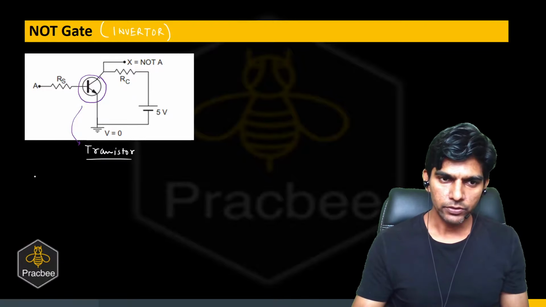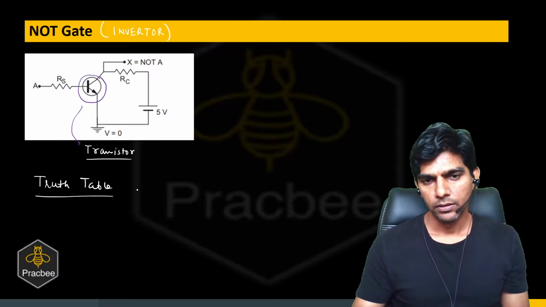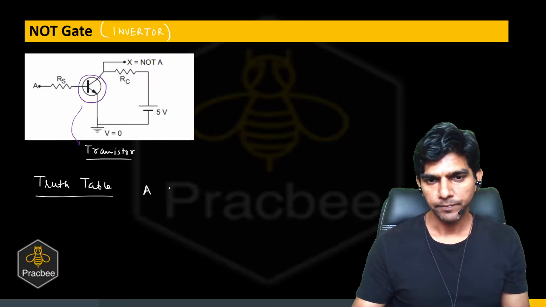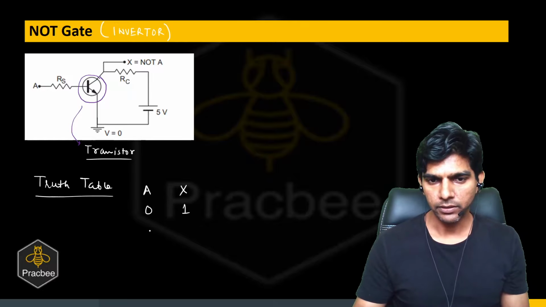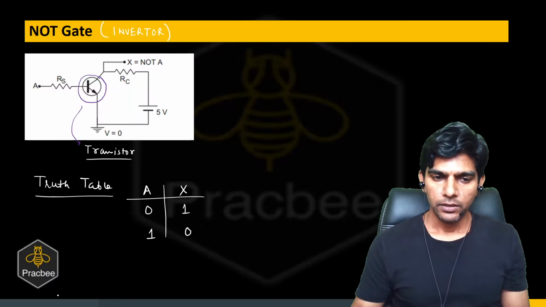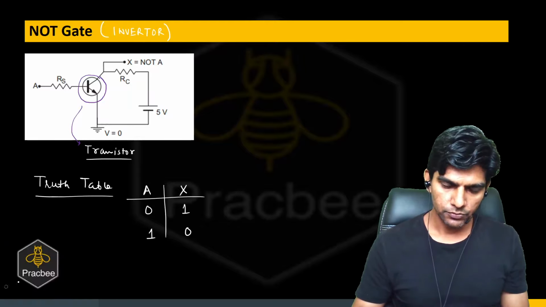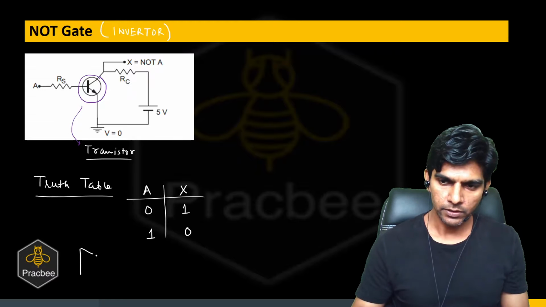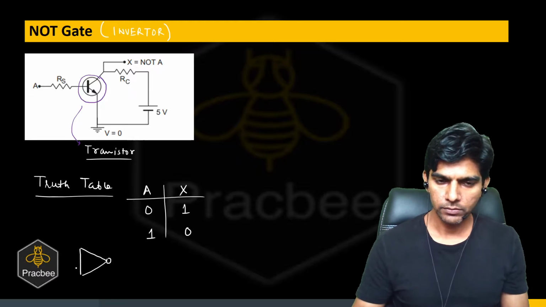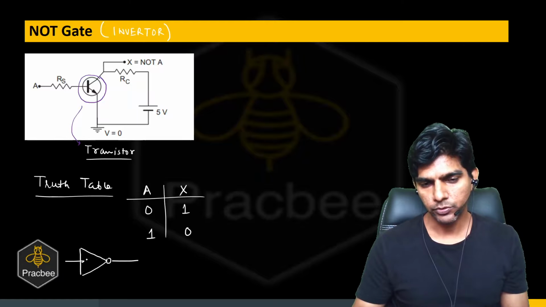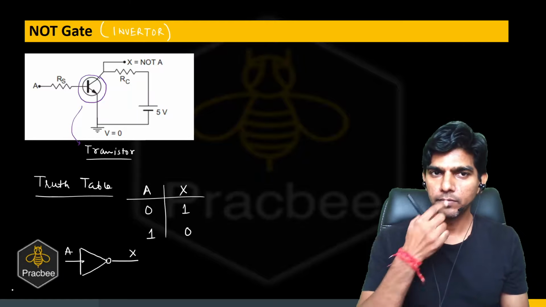So in a NOT gate, if I draw the truth table, say the input is A and the output is say X. If A is low, the output will be high. If A is high, the output will be low, right? And the symbol that is used for a NOT gate is a triangle with a dot. So there will be a single input and single output in a NOT gate.